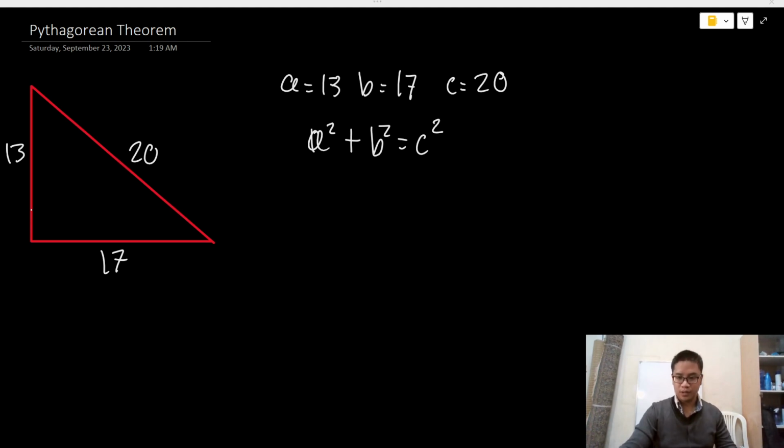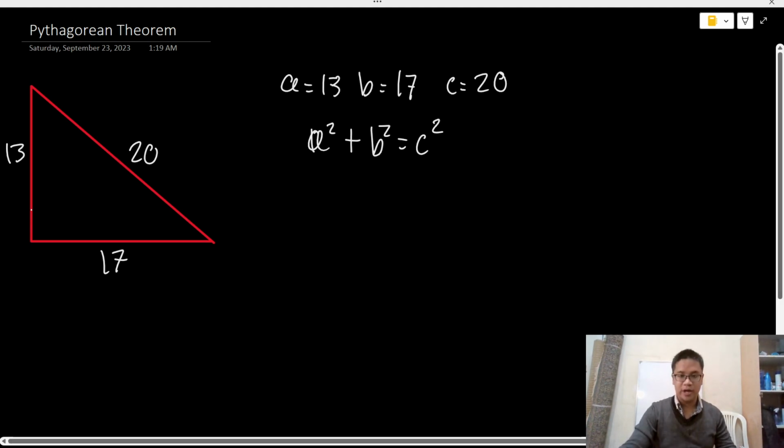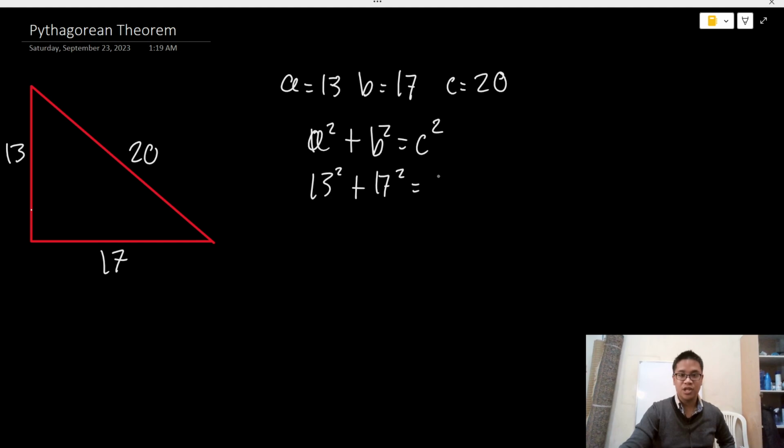Wait for a moment. So your A here is 13, your B here is 17, and your C is 20. So now let's simplify. 13 squared is 169. 17 squared, let me just use my calculator for a second, that would be 289, is equal to the square of 20, 400.